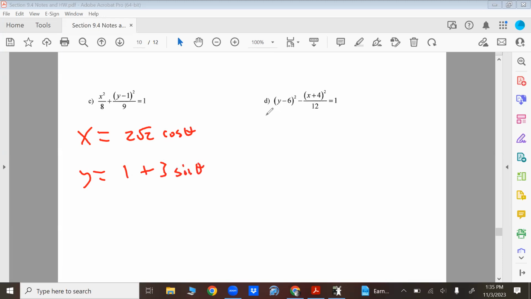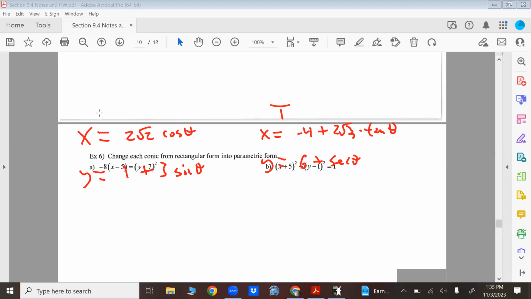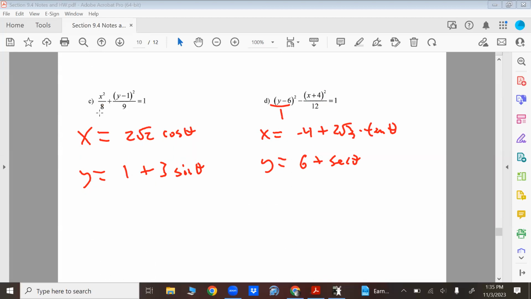And then finally, we have a hyperbola here. We'll say x, so y equals 6 plus secant theta. This is over 1. This will be negative 4 plus 2 root 3 times tan theta. So that's what we have going on for that one. Hopefully those make sense working backwards.